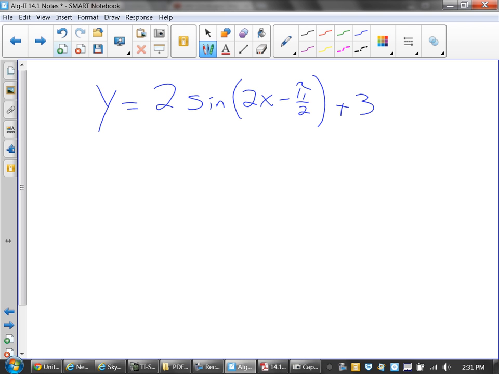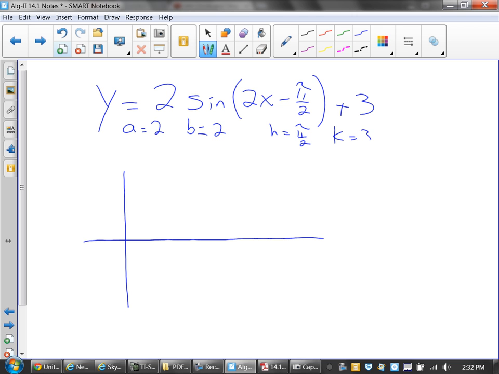3 is the K. What's the H value? Pi over 2. Is it pi over 2 or is it negative pi over 2? It's positive pi over 2. Yep. Remember I always said that H's and K never change? So what's going to happen here tomorrow is that we still start our graphs the same way. Our A is 2, our B is 2, our H is pi over 2, and our K is 3. That gives you a period of pi.